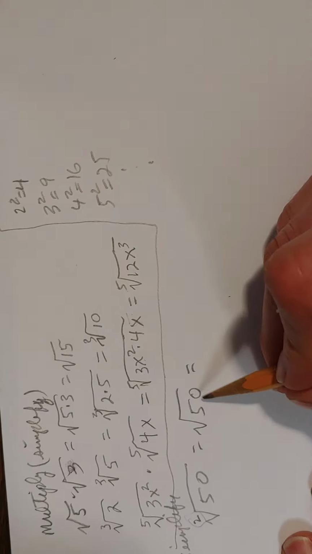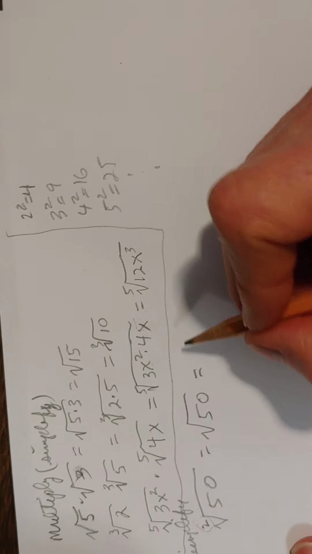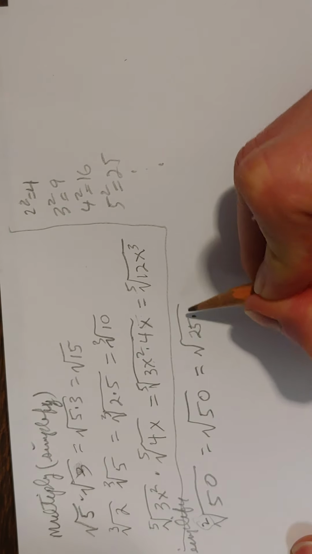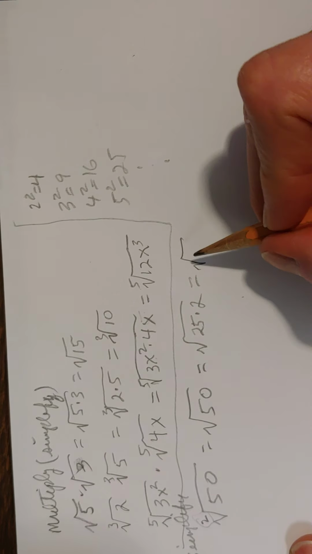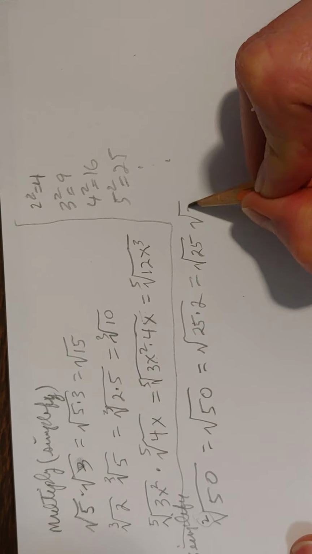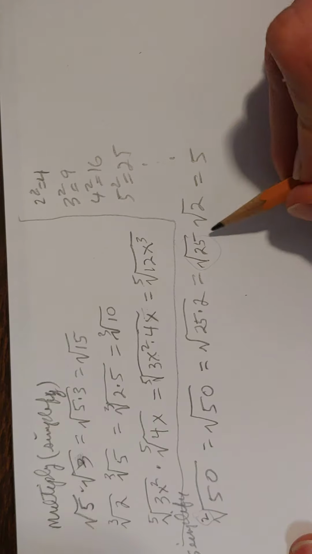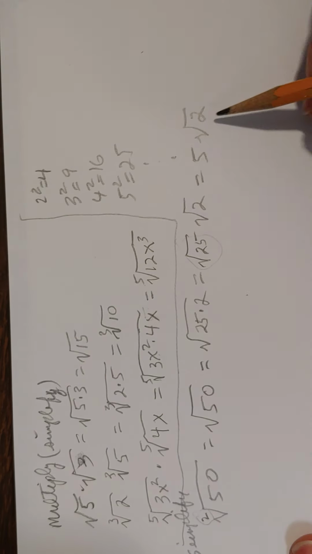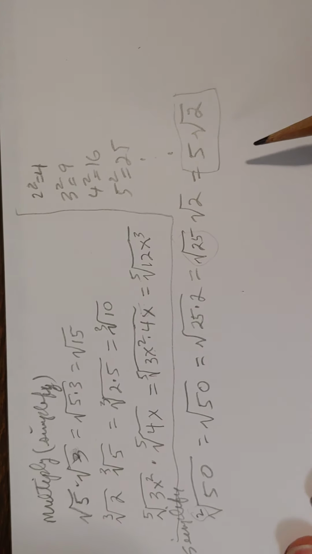So we're looking for the largest perfect square that divides 50. 25 is the largest perfect square that divides 50, so we'll write 50 as 25 times 2. Then using that product rule, we can write it as the square root of 25 times the square root of 2, and the square root of 25 is 5. So we can replace the square root of 25 with 5 and write it as 5 times the square root of 2. 2 is a prime number. There's no perfect square that divides that. There it is in simplest form.